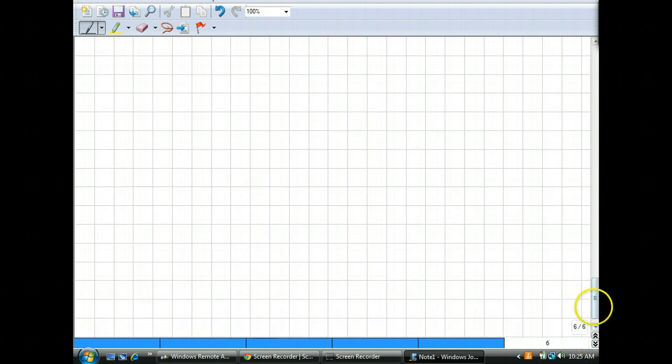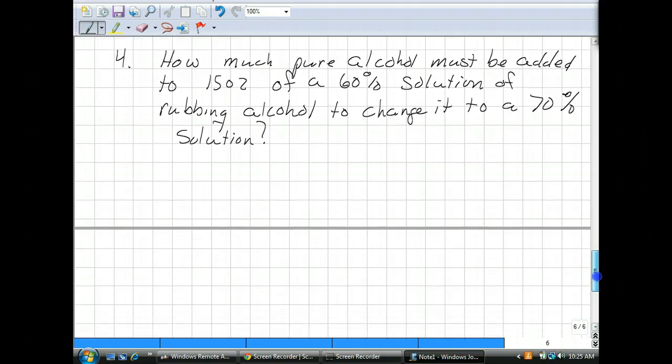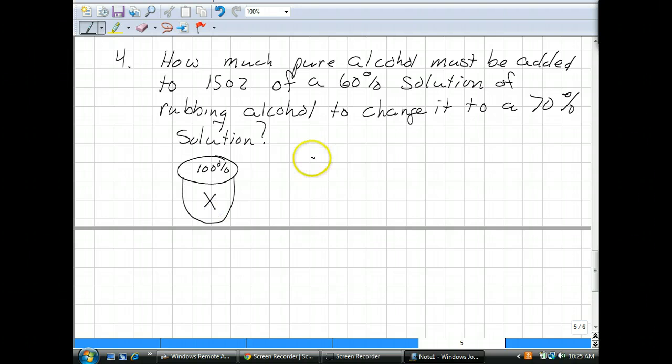All right, so I like to kind of set this up as a picture. We have some container that has pure alcohol, so it's 100% alcohol. We don't know how much of that we want to use, so that's going to be our x. Then we have another container of 60% solution, and in that container is 15 ounces. So we're going to combine these two, and the way we combine things in math is by adding.